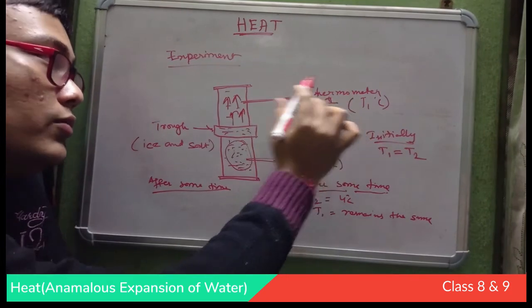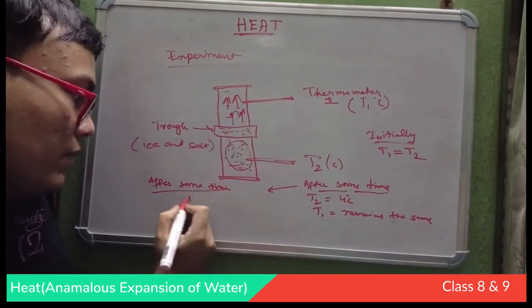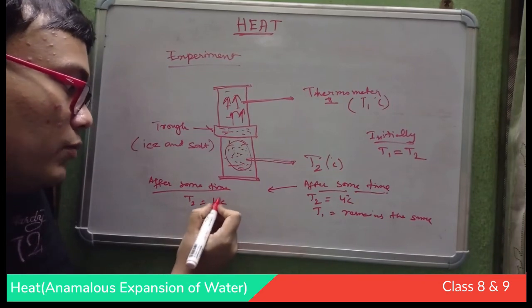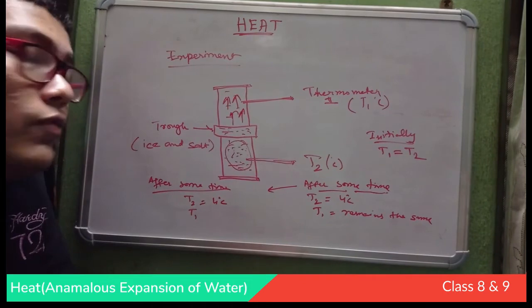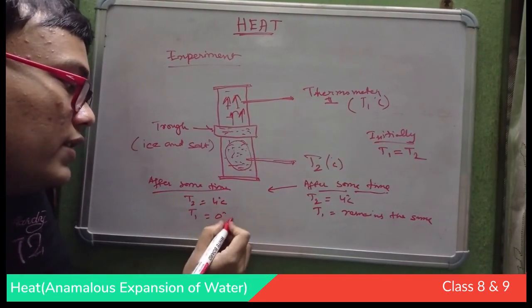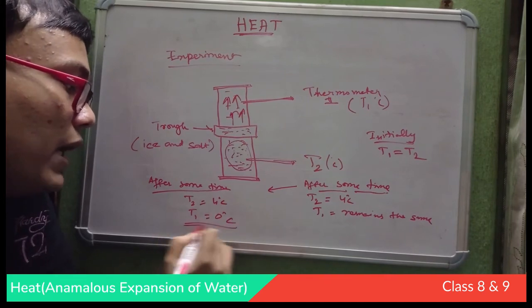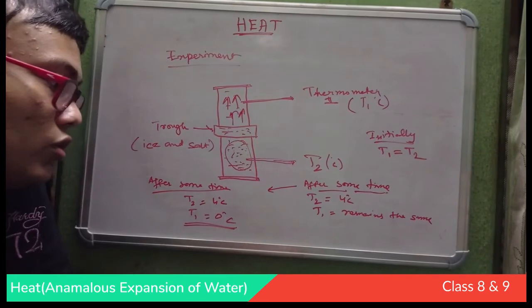So after some time T2 remains at 4 degrees Celsius, but there is a massive fall in the temperature of the T1 thermometer, and it shows 0 degrees Celsius.